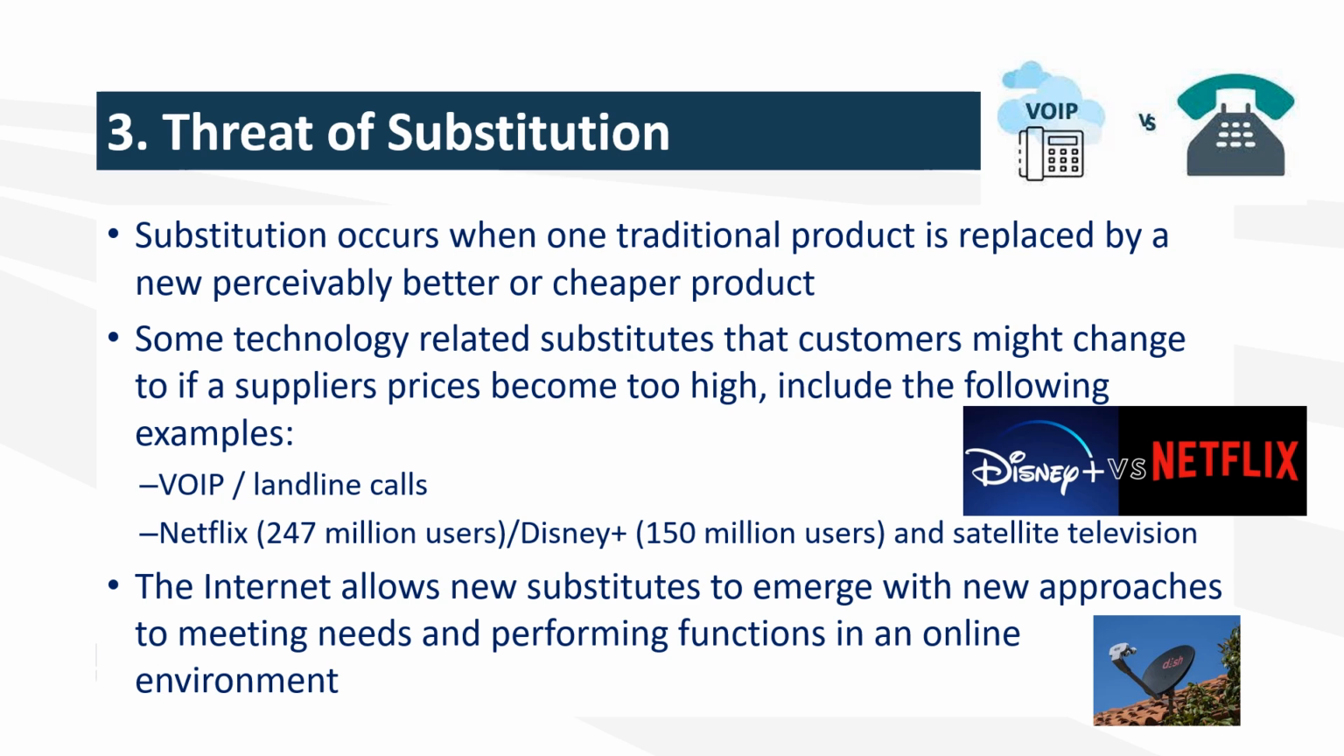Threat of substitution. First of all, you have to understand the definition of substitution. Substitution occurs when one traditional product is replaced by a new, perceivably better or cheaper product. Some technology-related substitutes that customers might change to if a supplier price becomes too high include the following examples.